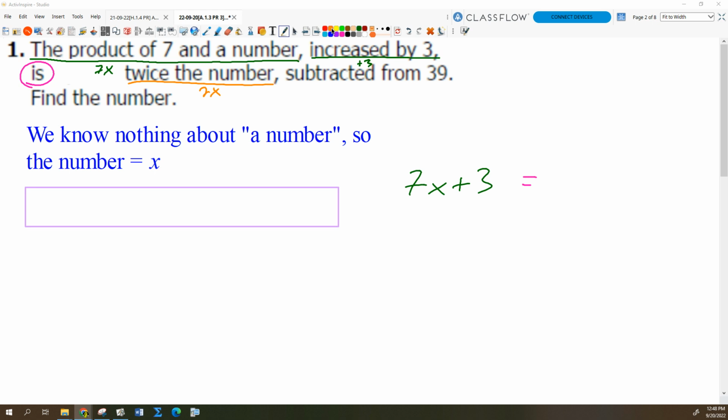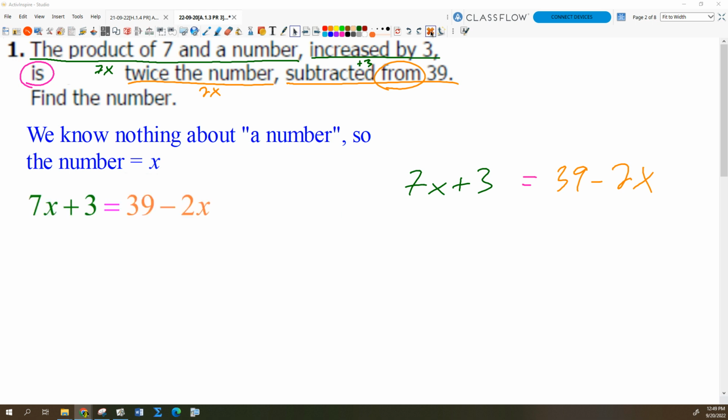You've got to be careful with this one. Subtracted from 39. So what's that whole expression going to look like? Thumbs up if you agree, thumbs down if you don't. Is it 2x minus 39? What do you think? It's got to be 39 minus 2x, because we're subtracting from 39. So there we have it.